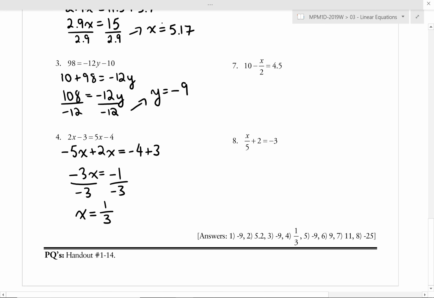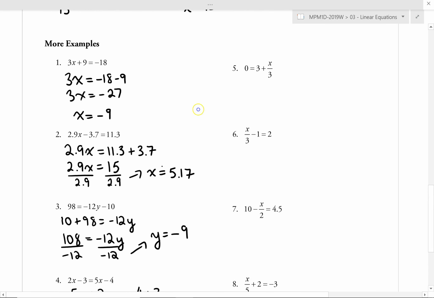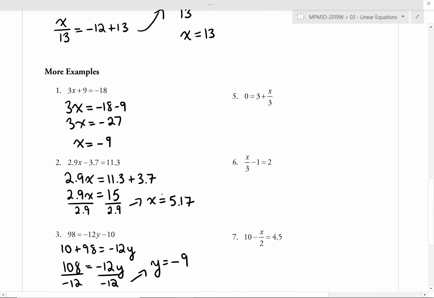Okay, up we go to number 5. This time we have 0 equals 3 plus x over 3. But really, this is the same thing. We just need to move this 3 over to the right side, or in this case, to the left side. So we'll have minus 3 is equal to x over 3. And therefore, multiplying by 3, we get x equals minus 9.